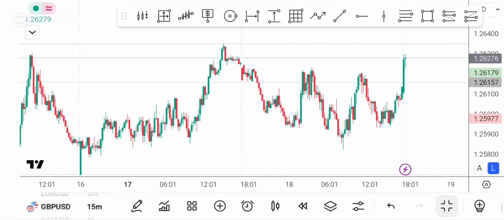Today we are going to be doing a market review for pound dollar for Tuesday the 18th of February and Monday the 17th of February 2025. So at the time of recording, it is Wednesday the 19th of February 2025.